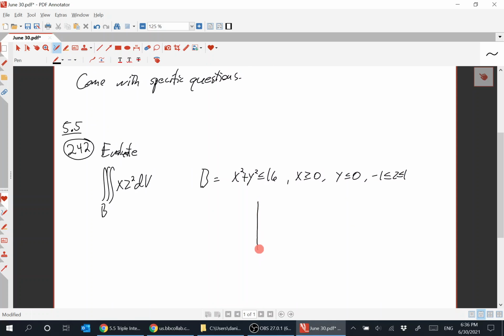So x squared plus y squared less than or equal to 16. So y less than 0. So it's over here, this thing. So here is the cylinder of radius 4, and we are inside of that.